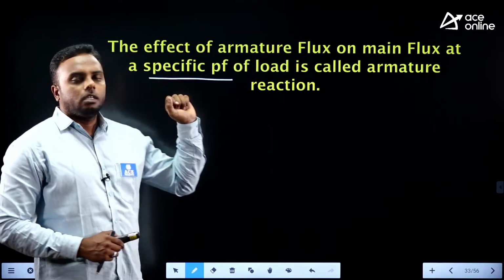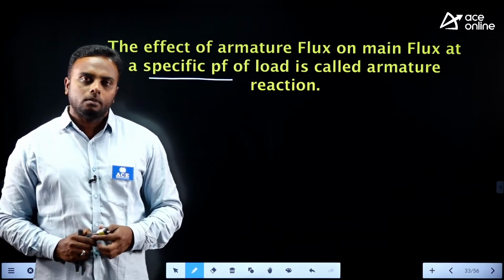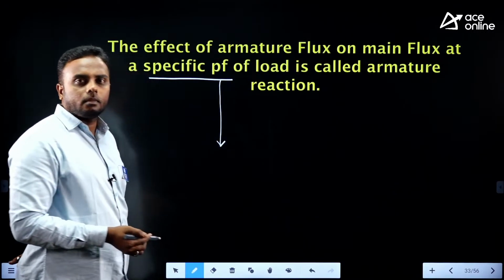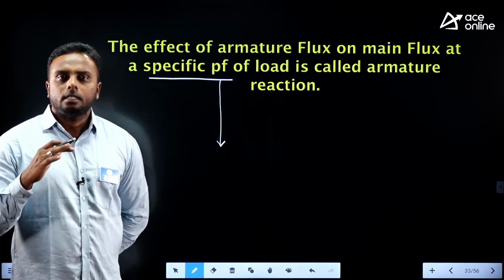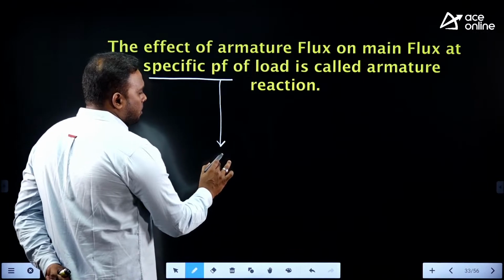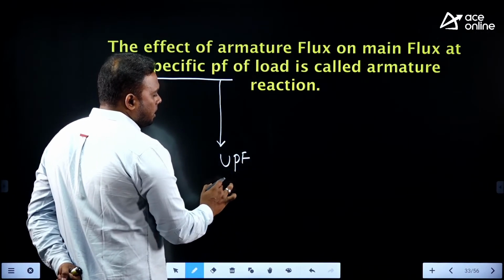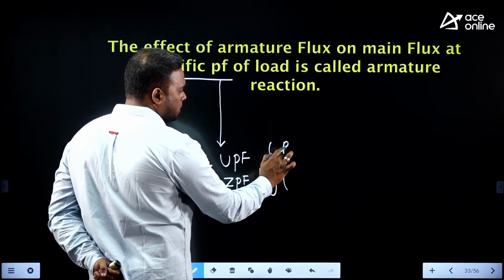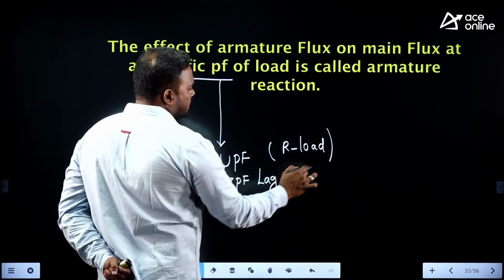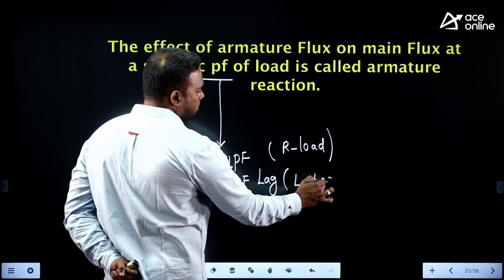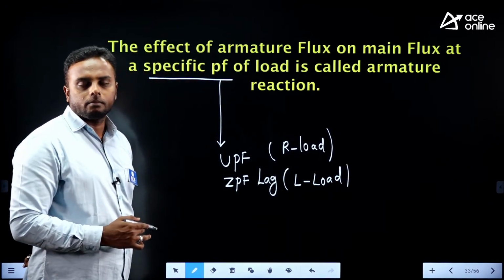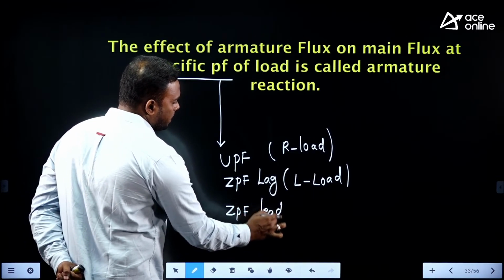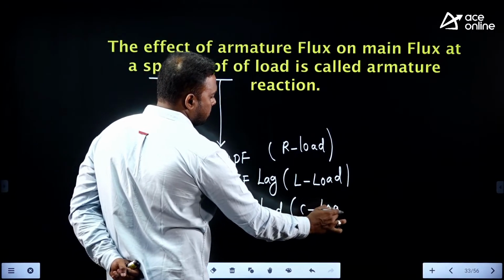But only in synchronous machines do we have to consider a specific power factor of load, because how many types of loads can we connect to the alternator? Any load we can connect, as the rating is given in volt ampere. Like a UPF load, or a ZPF lagging load. What is ZPF lagging? UPF means purely resistive load. ZPF lag means purely inductive load, zero power factor, 90 degrees, cos 90. And zero power factor leading is nothing but a purely capacitive load.